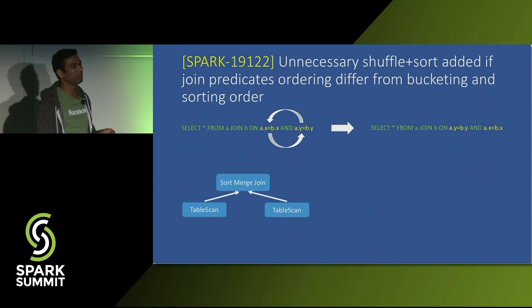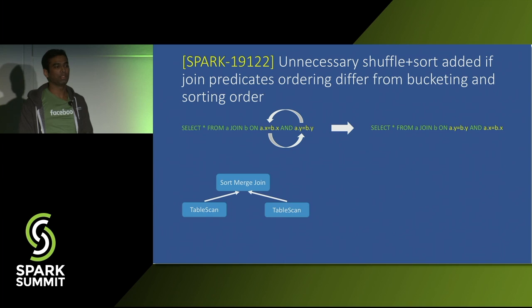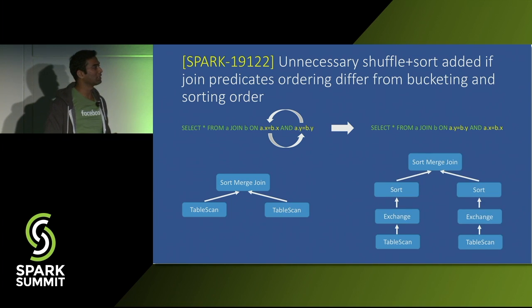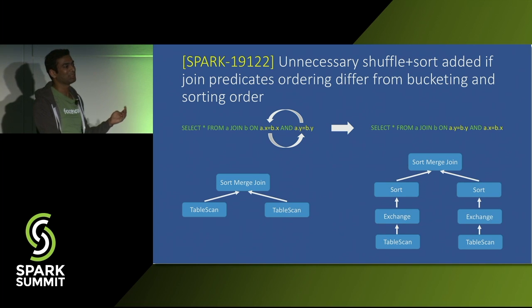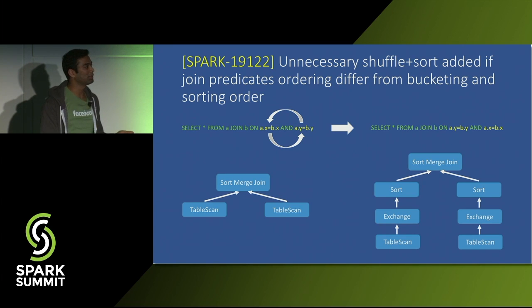Now, let's say the user flips the order of join keys. Instead of saying I join on X and Y, let me join on Y and X. And what happens is, all of a sudden, Spark starts doing exchange and sort. Exchange is basically a shuffle. This makes no sense, because the whole point of bucketing is that the data is already shuffled and sorted on X and Y.